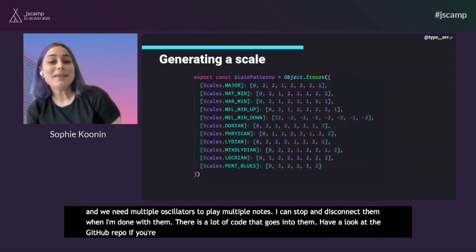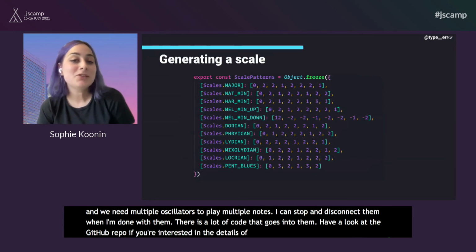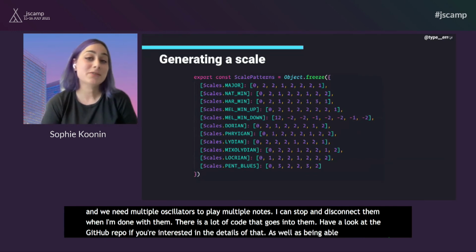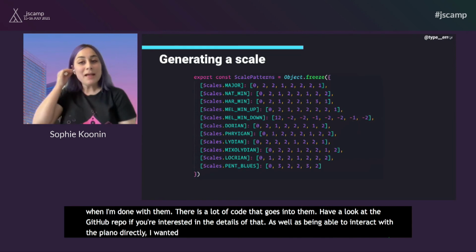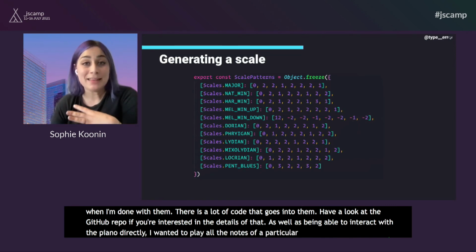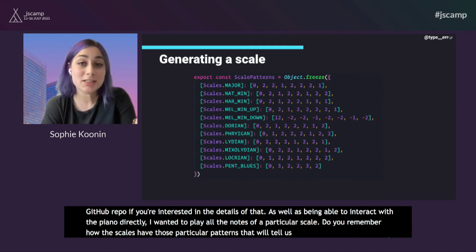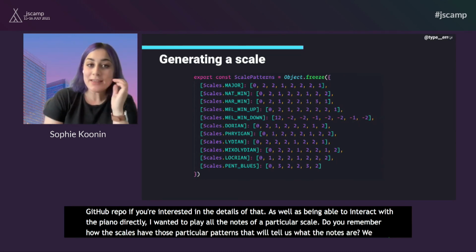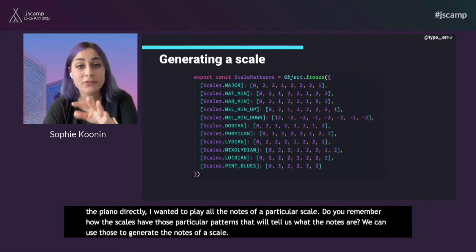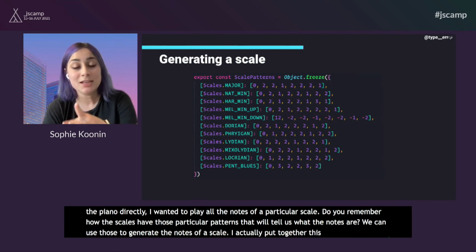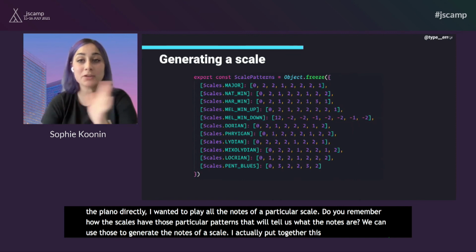So as well as being able to interact with the piano directly, I wanted to be able to automatically play all of the notes of a particular scale. So do you remember how the scales have those predictable patterns that will tell us what the notes are? Well, we can use those to generate the notes of a scale. So I actually put together this table of intervals for various scales, where each number is the number of the interval of the next note from the previous note.